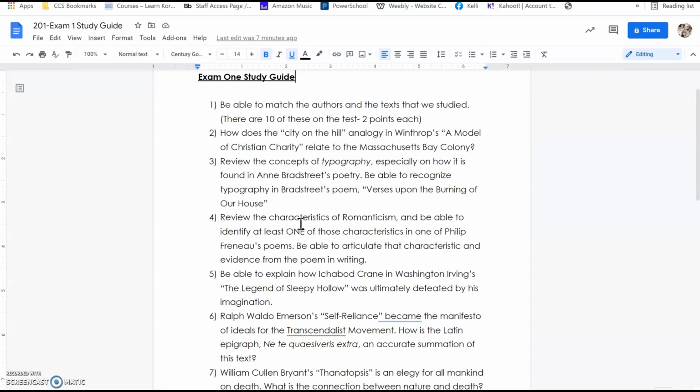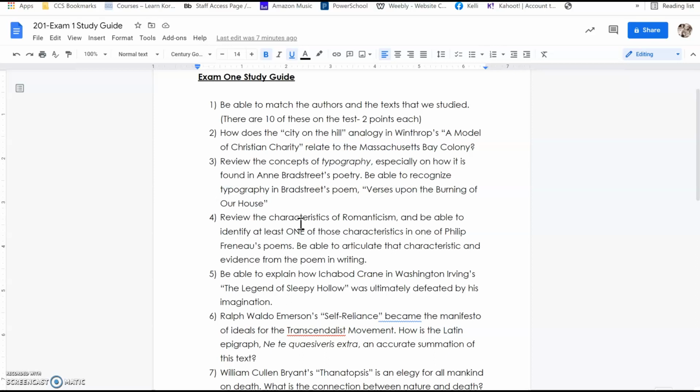in writing. Okay. Number 5, be able to explain how Ichabod Crane in Washington Irving's The Legend of Sleepy Hollow was ultimately defeated by his imagination. That was one of the discussion board post choices from week 5.